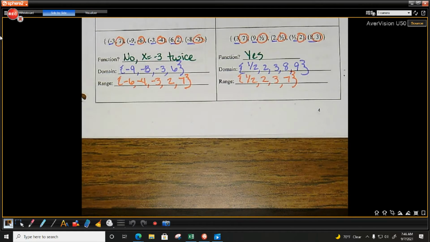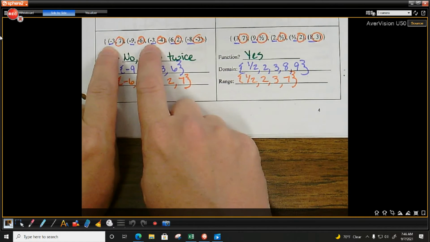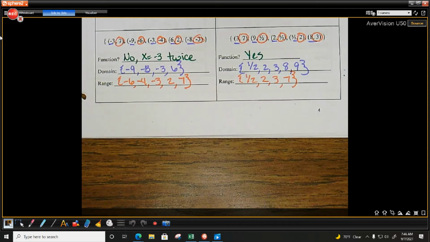My first one I said no because x is -3 twice with different y values. Okay? My domain is -9, -8, -3, and 6. My range is -6, -4, -3, 2, and 7.